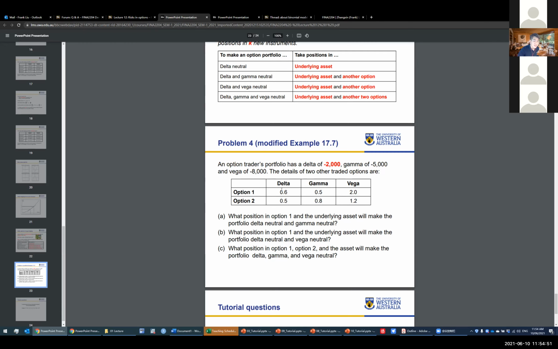Let's say your portfolio has a gamma of 0.5. If you take option one, how would you perform gamma neutral to your existing portfolio? Minus 0.5. So you would have short option one, right? By shorting option one, it gives you minus 0.5, which gamma neutralizes your current portfolio, because your current portfolio is 0.5, right?